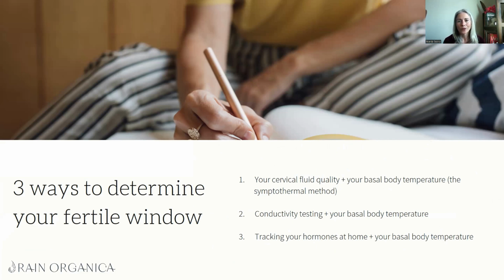Now, there are 3 ways to determine your fertile window. The first of those is monitoring your cervical fluid quality plus your basal body temperature. This together is known as the symptothermal method. And as I've mentioned previously, oftentimes it's those 2 plus monitoring the position of your cervix that together is called the symptothermal method. This is the method that's also known as the Billings method. It also goes by some additional names. It's kind of the traditional fertility awareness method.